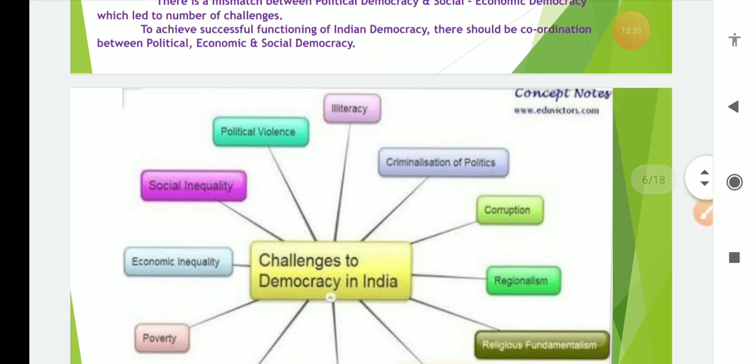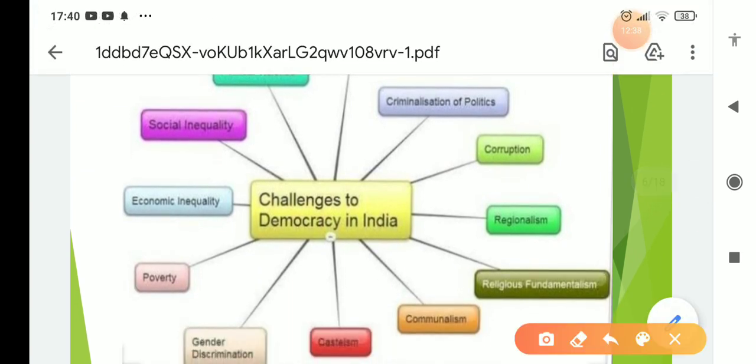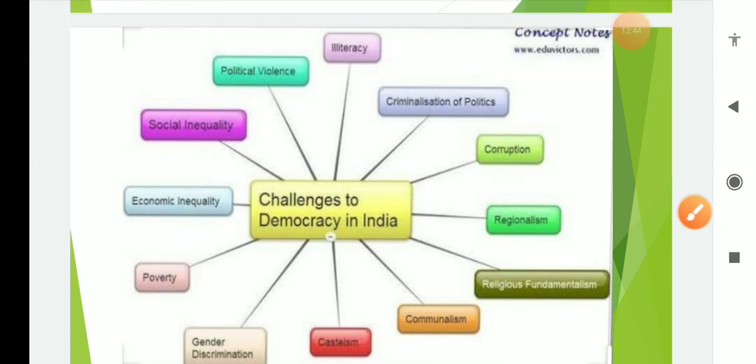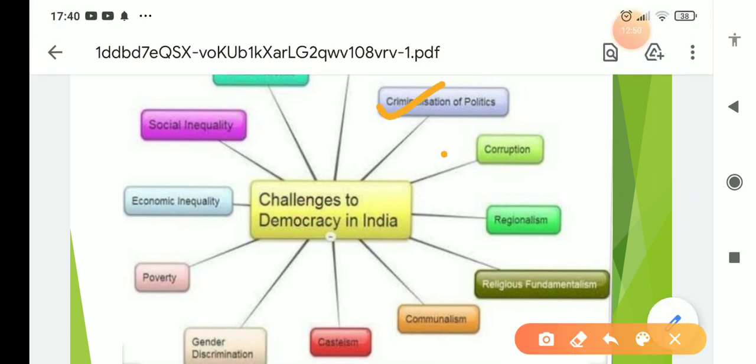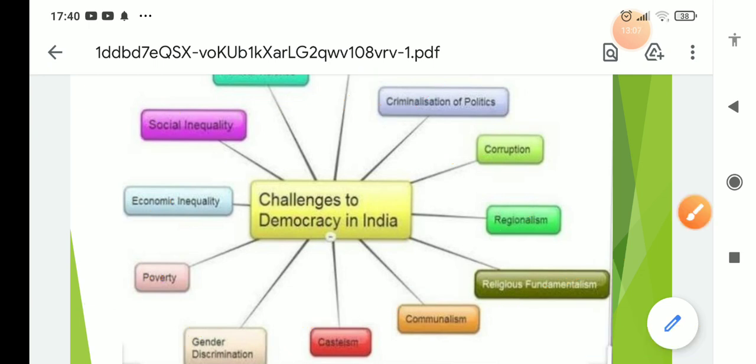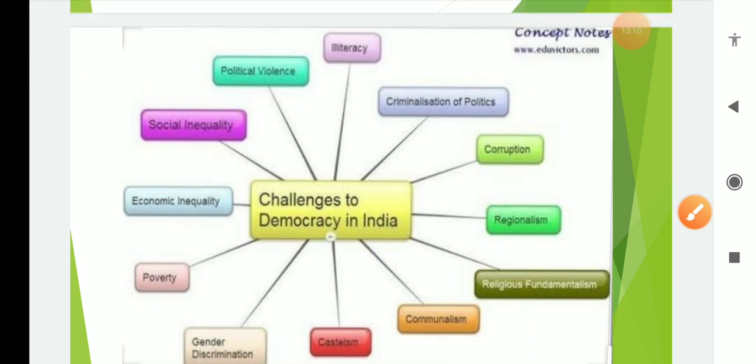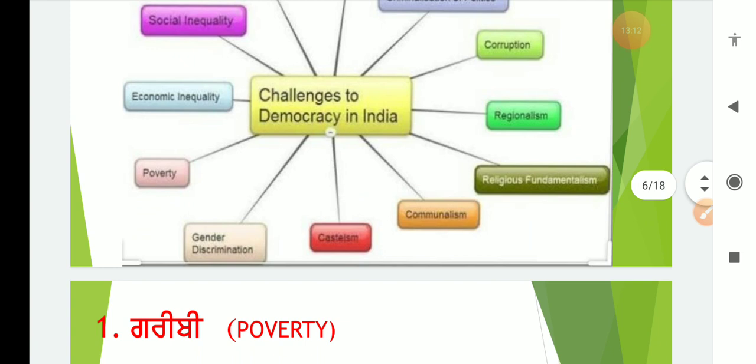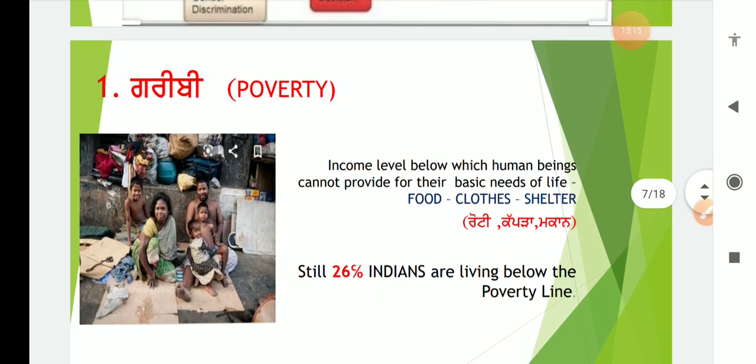Major challenges are: illiteracy and political violence, criminalization of politics, corruption, regionalism, religious fundamentalism, communalism, casteism, gender discrimination, poverty, economic inequality, social inequality, and these two also, political violence and illiteracy. So these are the major challenges. Let us look at them in a bit more detail.